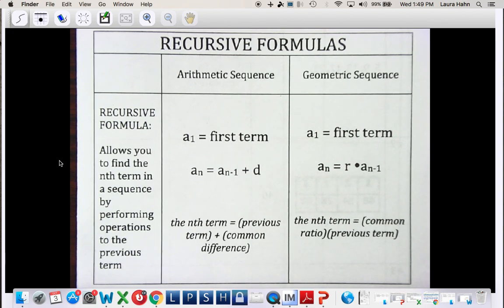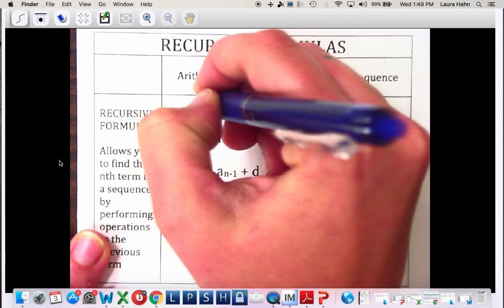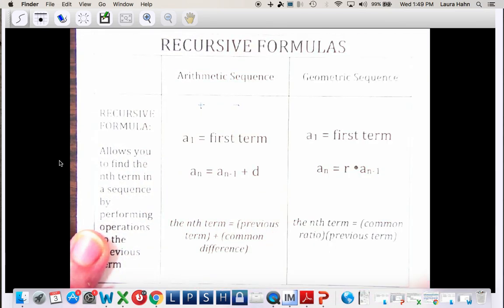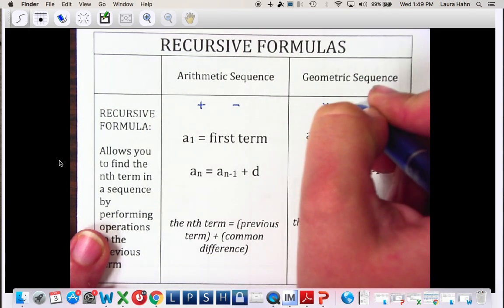Guys, so today we're going to be talking about recursive formulas, and you're either going to have an arithmetic sequence or a geometric. Okay, so you know it's going to be arithmetic if the pattern is either adding or subtracting a certain number each time, and geometric is either going to be multiplication or division.